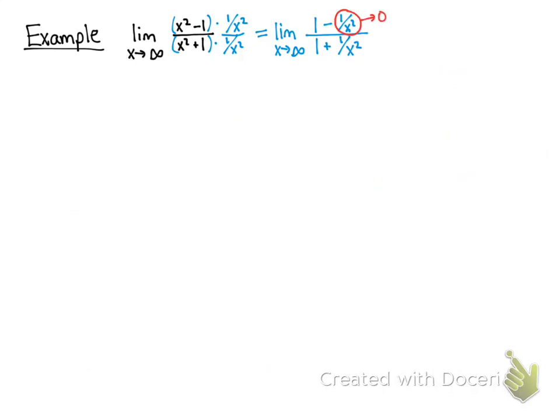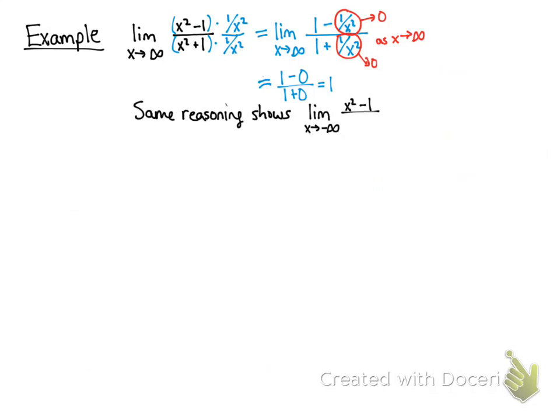Because when x gets really, really big, 1 over x squared gets really, really small, goes to 0. And when that happens, we see that what we're getting is essentially 1 minus 0 over 1 plus 0. And that's 1. So this limit, as x approaches infinity, is 1. You can do the same exact steps to show that the limit as x approaches negative infinity, in this case, is also 1. Notice that these two limits at infinity and negative infinity will not always be equal, but in this case they are equal.